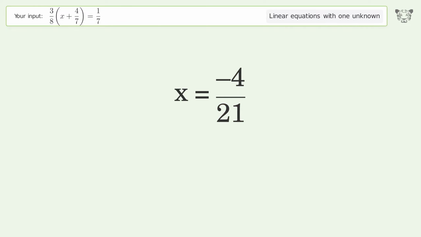And so the final result is x equals -4/21.